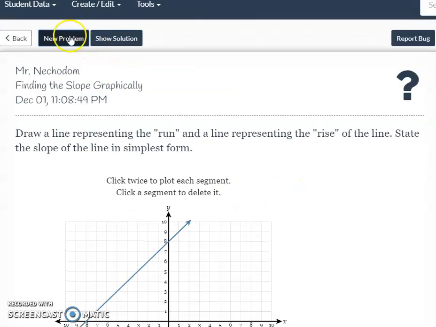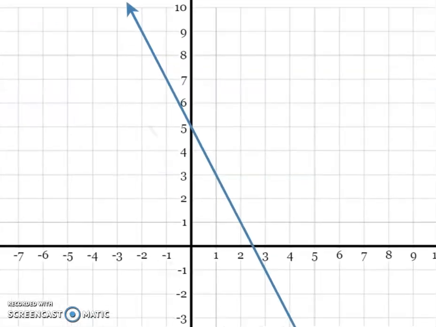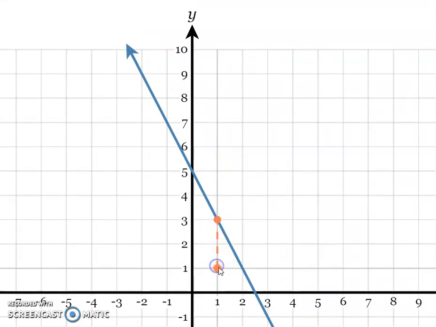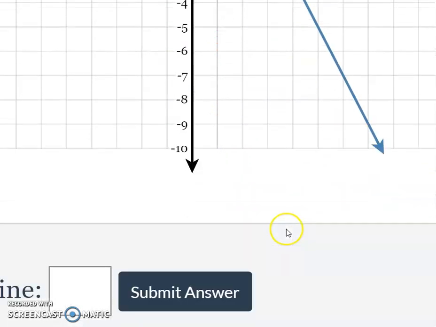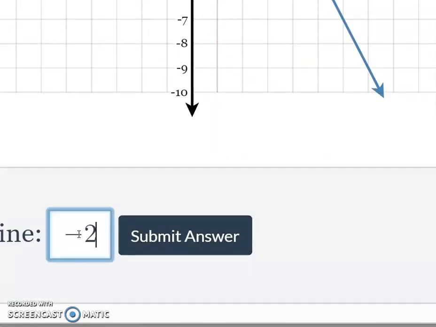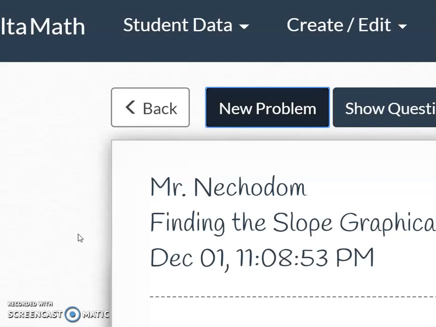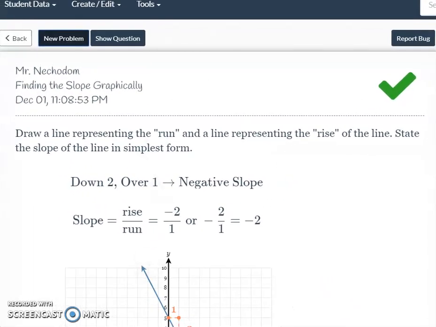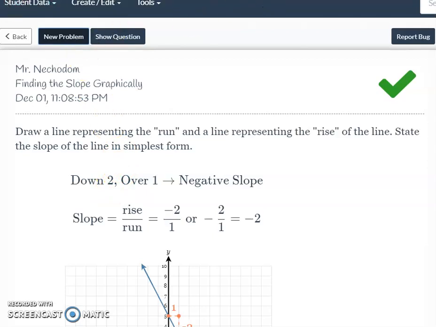Now let's pick a -1. There we go. Okay, so this one, let's just find 2 points here. How about that one and that one? So I can make my rise line first if I want. That's -2, and my run line is +1, so I get -2 over 1, or just -2. Green check box again. Okay, so that's one type of problem we're going to be working on.